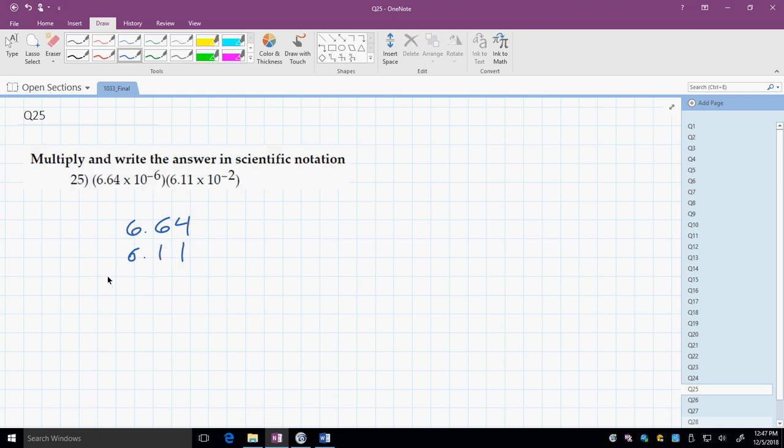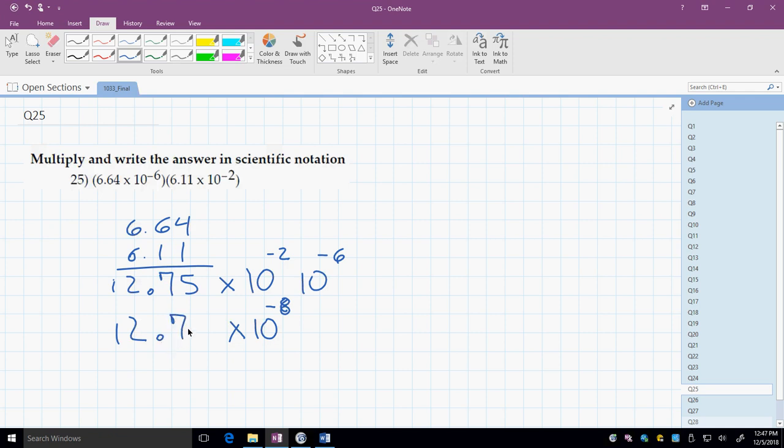The only thing you have to remember when you add and you have decimals is to line up your decimals. 4 plus 1 is going to give you 5, 6 plus 1 is 7, and 6 plus 6 is going to give you 12. Remember when you multiply variables, you add exponents, more or less the same thing is happening here. If you add them because they have the same signs, you're going to have 10 raised to the -8, right? So it's going to be 12.75 times 10 to the -8.